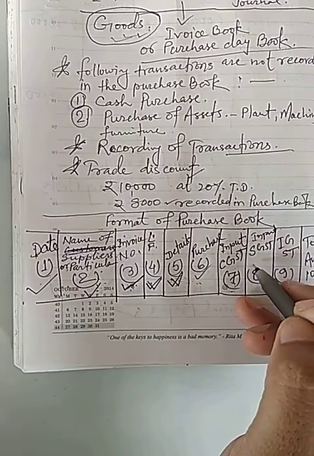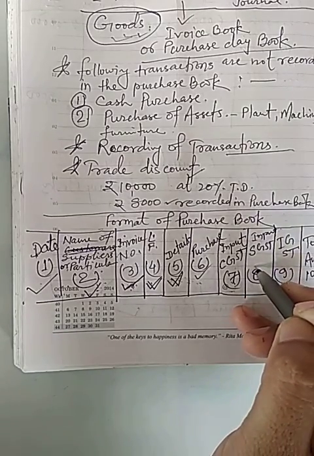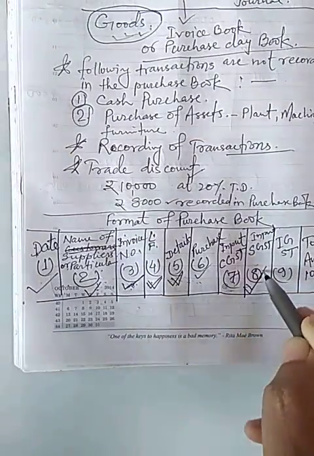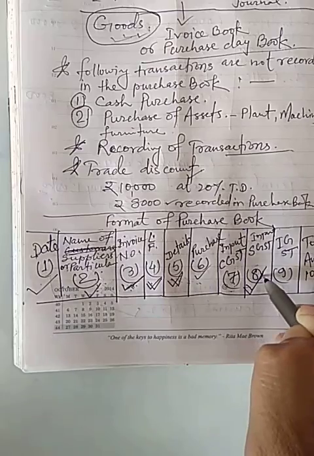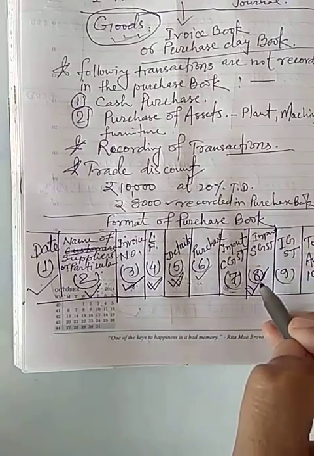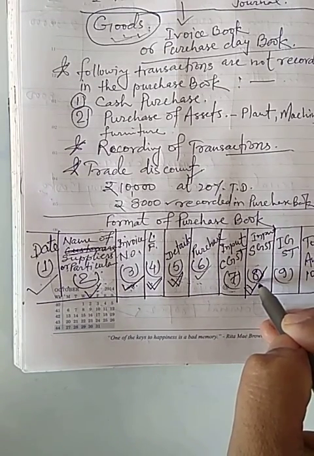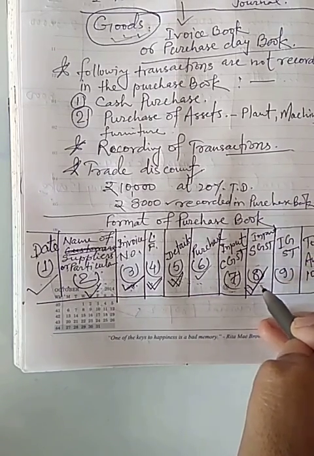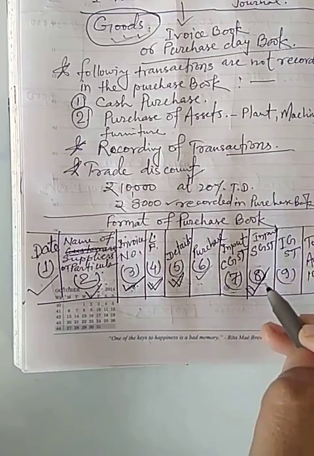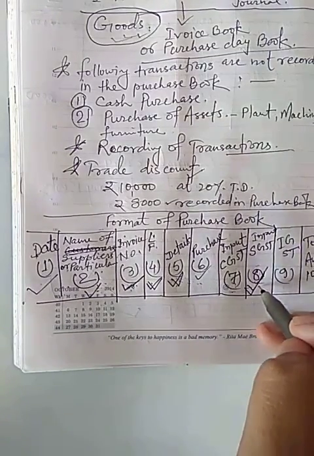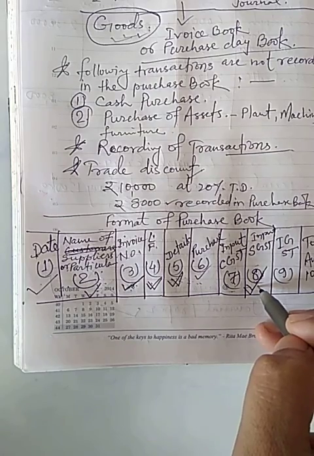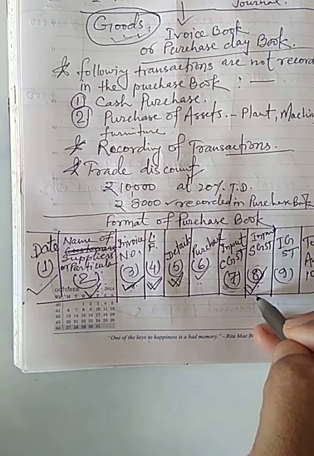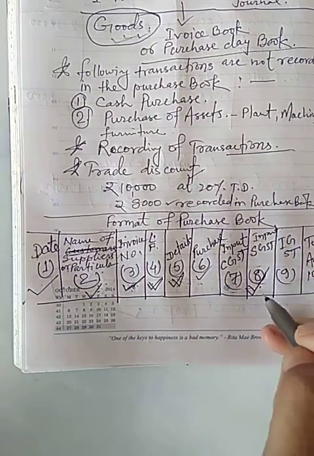Now input SGST. This is column number 8. This tax is also paid on purchase of goods within the same state. It is also calculated on the net sale value, that is sale price less trade discount. Total of this column is posted to the debit of input SGST account in the ledger.